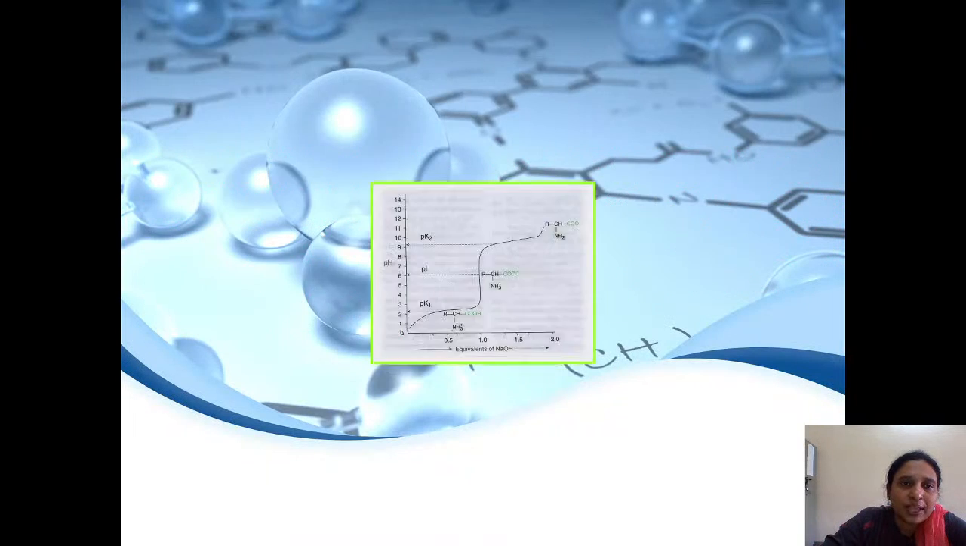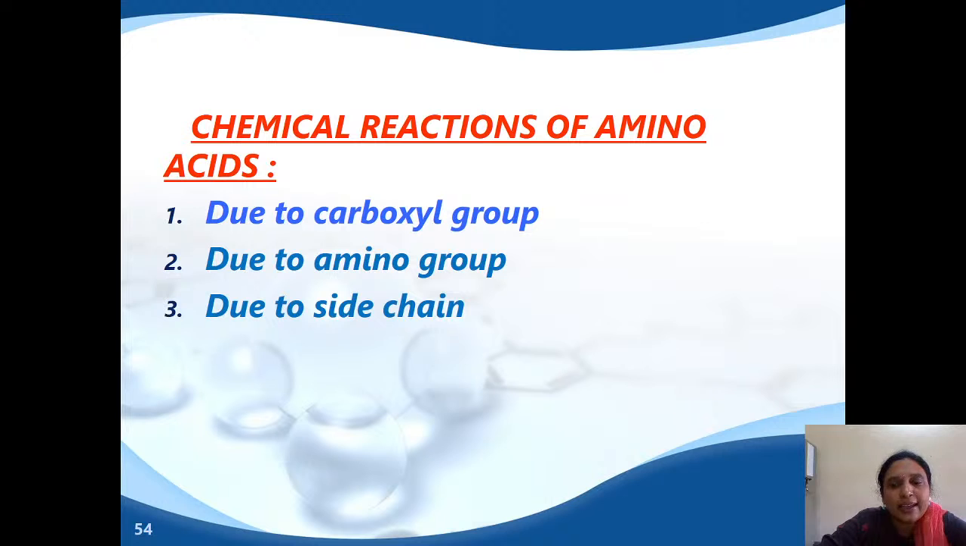That is all about this, and the titration part is not required. In the next class let me continue with the chemical reactions of the amino acids. Till now we have discussed the physical properties because of the presence of ionizable groups. In the next class we will discuss the chemical reactions of the amino acids. A few chemical reactions are due to the presence of the carboxyl group, a few due to the amino groups, and a few due to the side chain. So what are all these reactions? Let us discuss in the next theory class.